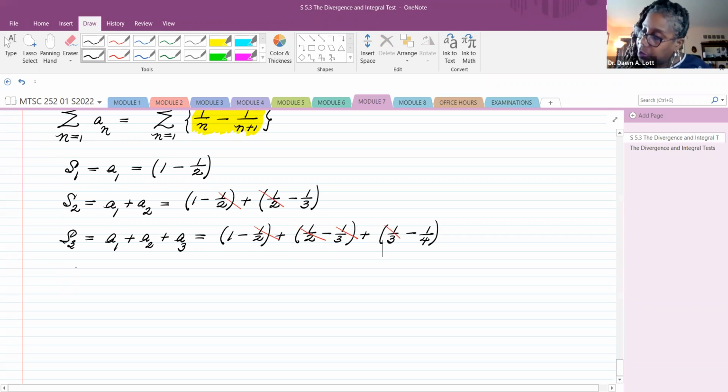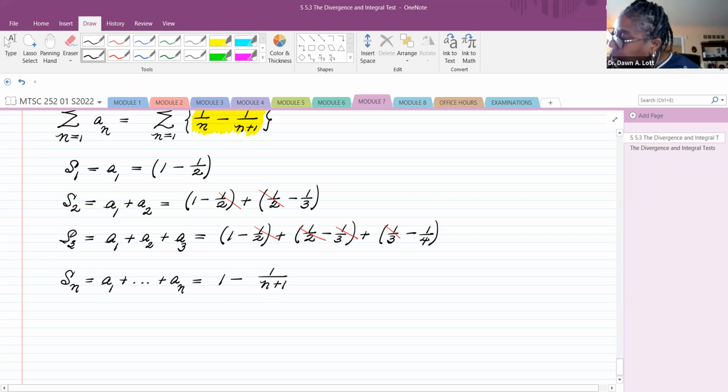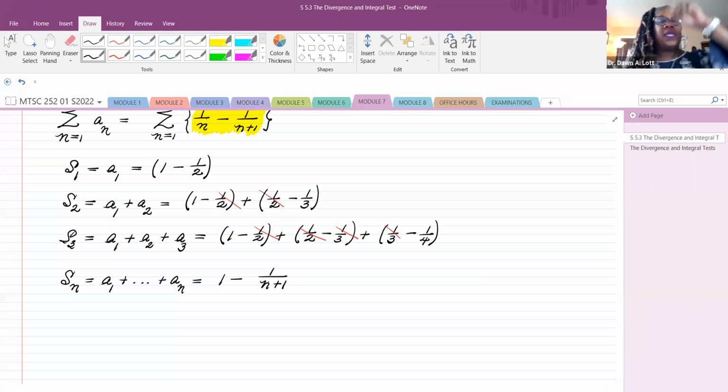So now it looks to me as if I were to do the nth term, which would be a_1 plus all of them, all the way up to a_n, everything's going to cancel out except for 1 and this last term over here, which will be 1 over n plus 1. It's the only one that's not going to get canceled out. Everything in between is going to be canceled out. Even the 1 over n will be canceled out with the 1 before it.